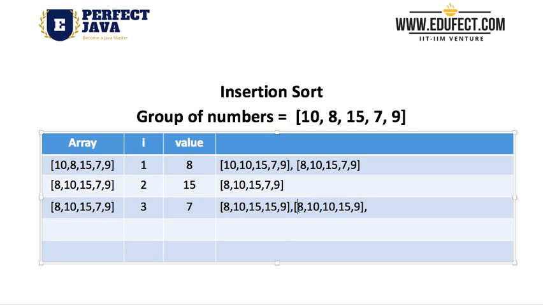Now we have come to 8. 8 is also greater than 7, which means it needs to get pushed one right. So how will the array look?